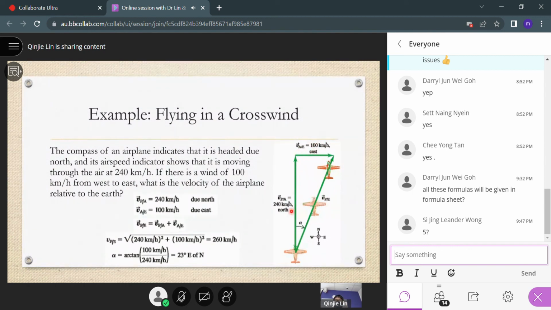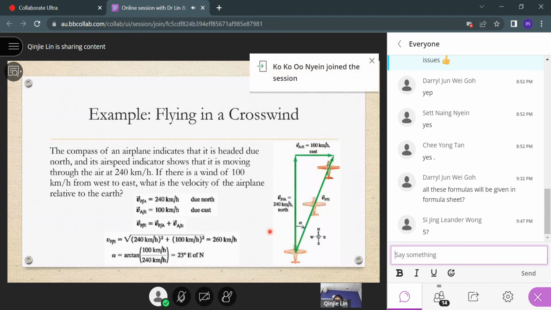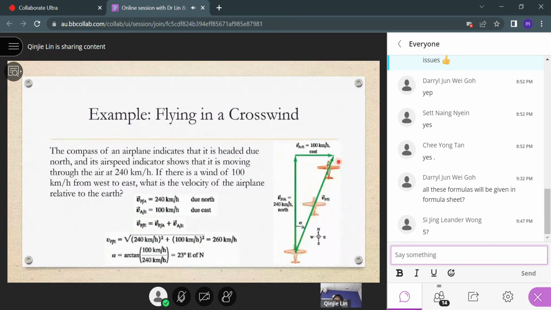Then to find the velocity of the airplane relative to Earth, that means the actual velocity is actually this one. VPE equals VPA plus VAE. So that's how you get this line. Now you have drawn this diagram already, you just need to use your Pythagoras theorem and your trigo to find the actual direction. The pilot thinks he's moving upwards, but actually he's moving a bit to the right also, because there's wind blowing.